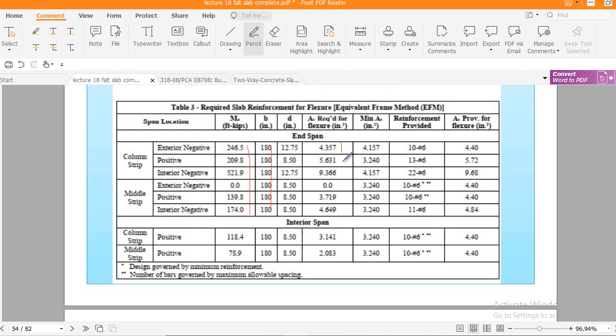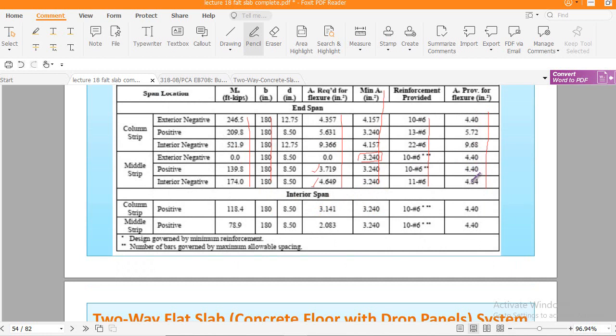The calculated slab reinforcement is this one, and we have to compare it with the negative minimum values. You see here, this value is more than this one, so okay. Here this one is more, this one is more, so we have to use this one, and similarly here and here. The reinforcement provided will give us the total amount of steel. You just need to multiply 10 with the number 6 bar area, that is 0.441, so you get 4.40. Similarly, 13 with number 6 bar area, 0.441, you get 5.7. This is the total amount of steel we are providing in the column strip and middle strip.